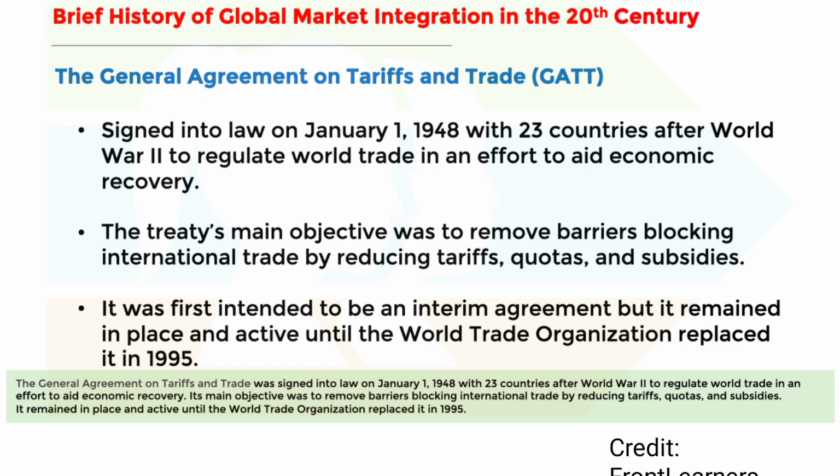The General Agreement on Tariffs and Trade was signed into law on January 1, 1948, with 23 countries after World War II to regulate world trade in an effort to aid economic recovery. Its main objective was to remove barriers blocking international trade by reducing tariffs, quotas, and subsidies. It remained in place and active until the World Trade Organization replaced it in 1995.